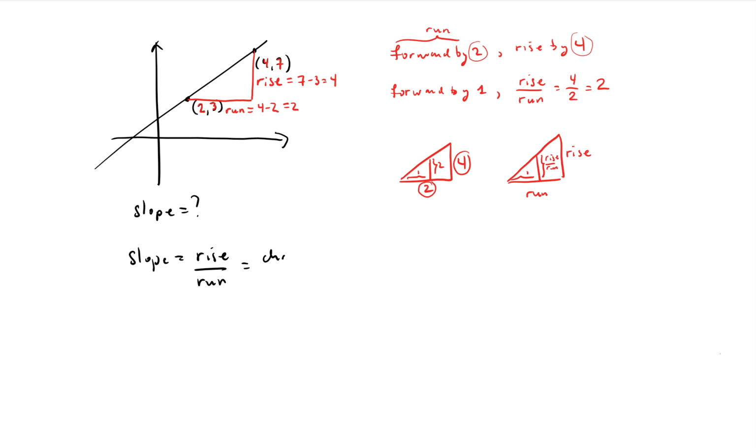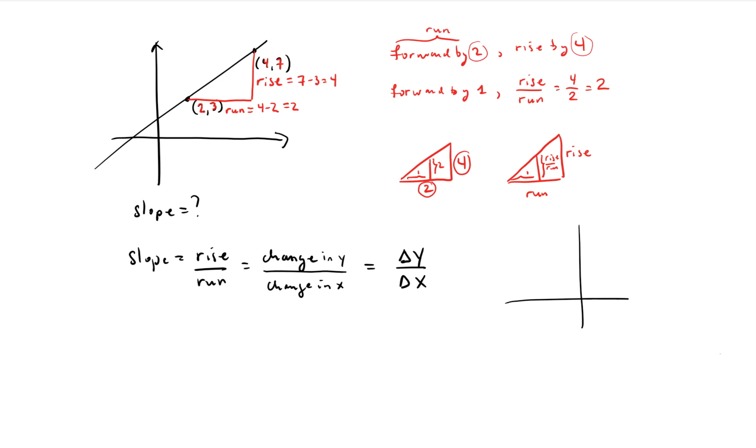And I say rise, but it can actually go down. It's going to be the change in y. Here we were going up, but if I have a line like this, we'd be going down. So this is why I'm going to talk about the change in y, and the run is the change in x. Often we write this as delta y, the change in y. Delta x is the change in x.